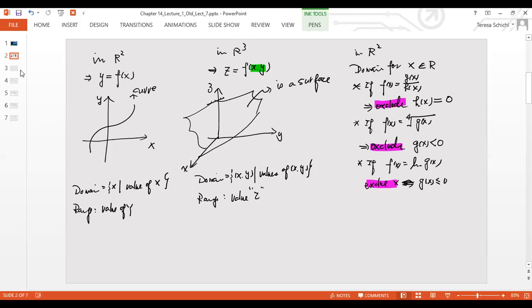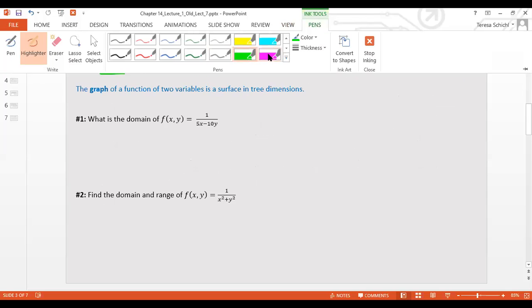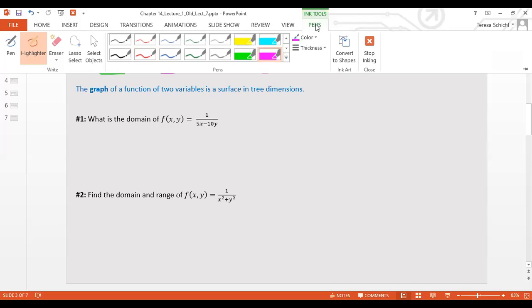All right, so let's take a look at some examples. In here, that's what it says. Let's see the keyword. Let D be a subset of R2 of functions of two variables. Then for each pair in D, f(x, y) has a unique value. This is the domain of f. And the range is the set of all these f values, the z values, right?